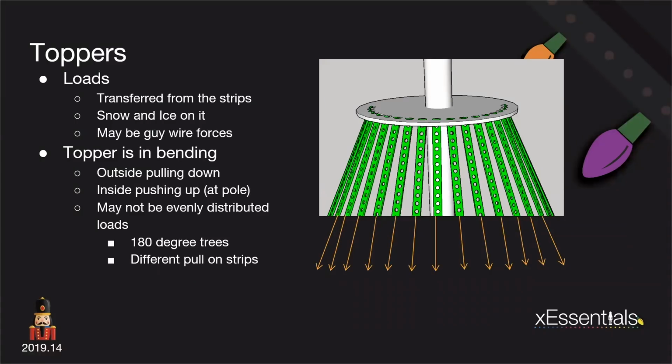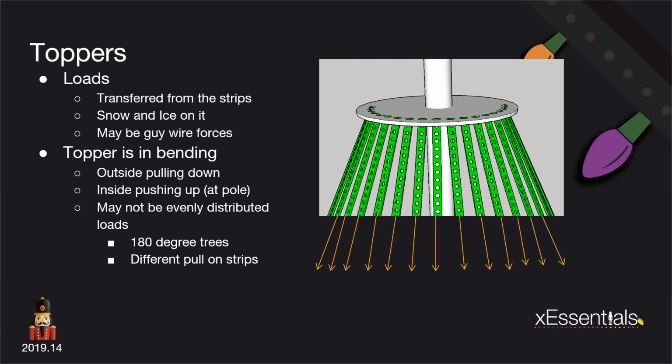Toppers are the next thing. The loads from all of your strips that I just talked about are going to go into your topper before it goes into the pole. In addition to all that load that you're putting on there is a little bit of self-weight on it. You could have snow and ice building up on the top because that's weight. You may connect guy wires to your topper depending on how you assemble it. Some use that, some don't.